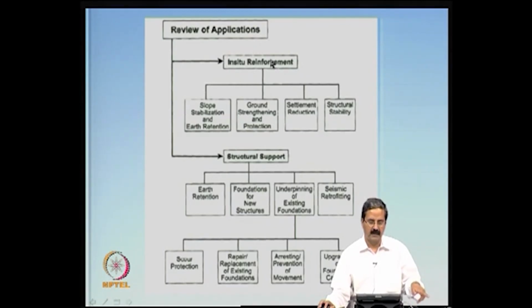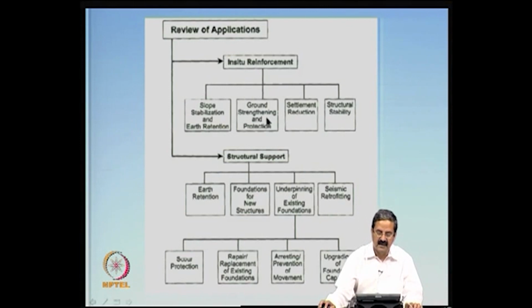Suppose you put micropiles or piles along the slip surface, the failure surface. The possibility is that the failure surface will not develop. Earlier there was a failure surface occurring, but once you put these micropiles, it will not happen. So we stabilize the slopes using micropiles. We call it slope stabilization, earth retention, ground strengthening and protection, settlement reduction. In fact, there may be a lot of settlement, but if you introduce these micropiles, settlement can be controlled, and structural stability as well. That is in situ reinforcement, as we call it.